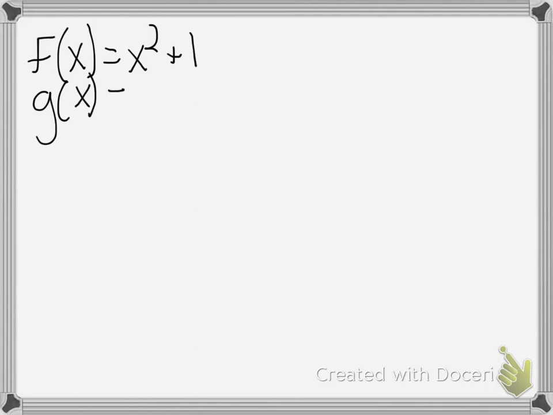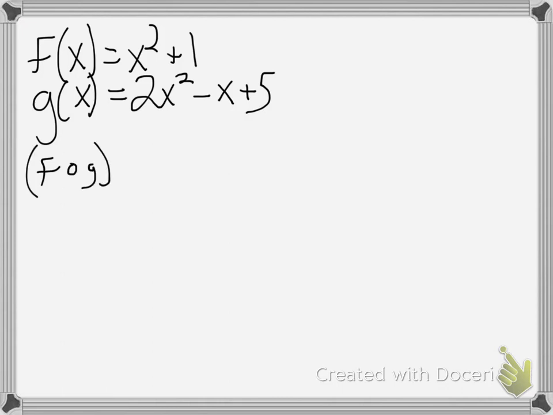All right, let's do two more examples. Same functions, but we will do the composition in two different ways. So now let's say f of x is equal to x squared plus 1. And then I tell you that g of x is equal to 2x squared minus x plus 5. So now we're doing some quadratics. First, let's do f composed with g of x.